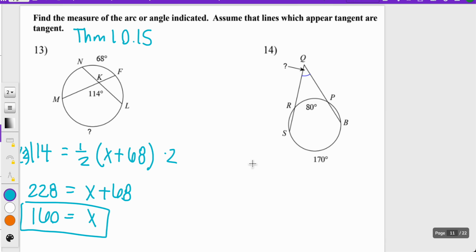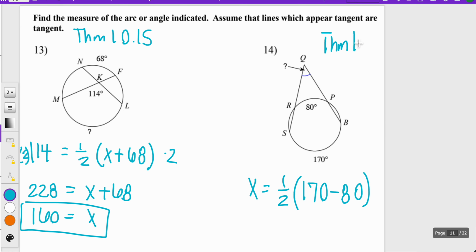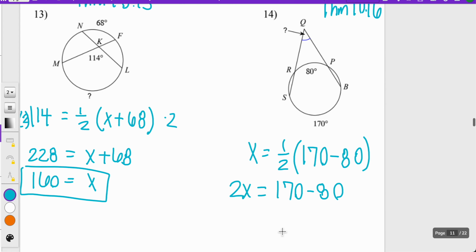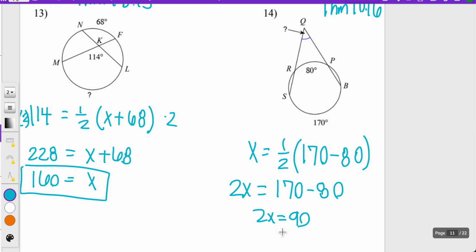Okay, same thing here for number 14. I'm missing q, so how to find q, or let's say that's x. X can be found by taking 1/2 of the difference of the major arc, 170, minus 80, the minor arc. This is your theorem 10.16. So I can multiply both sides by 2 to get 2x is equal to 170 minus 80, or 2x is equal to 90. So that means x is 45. Okay.